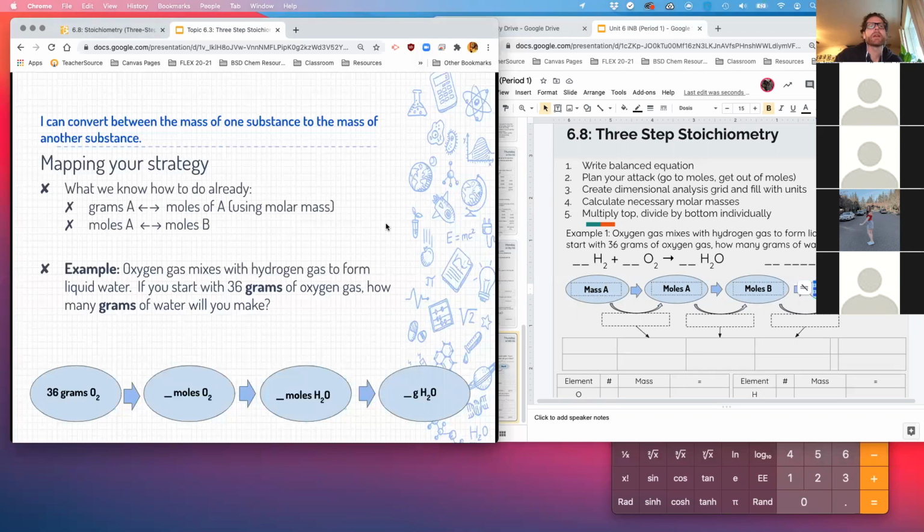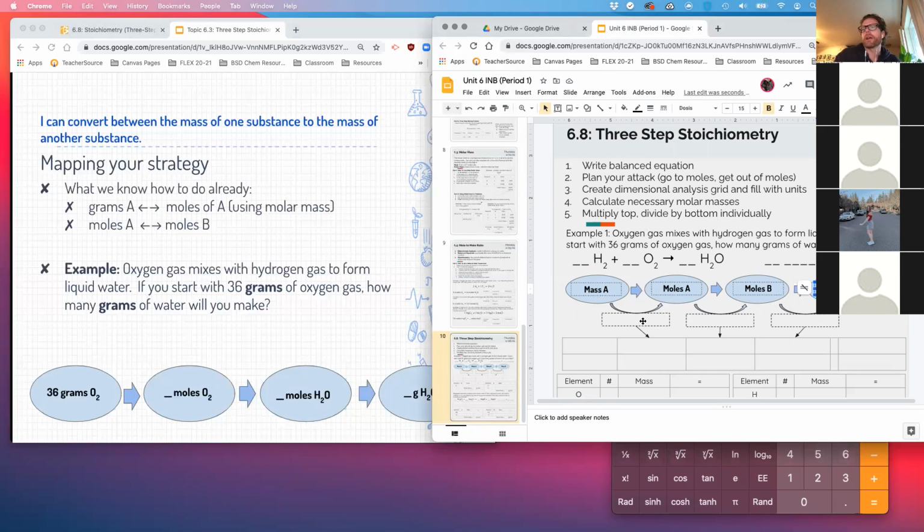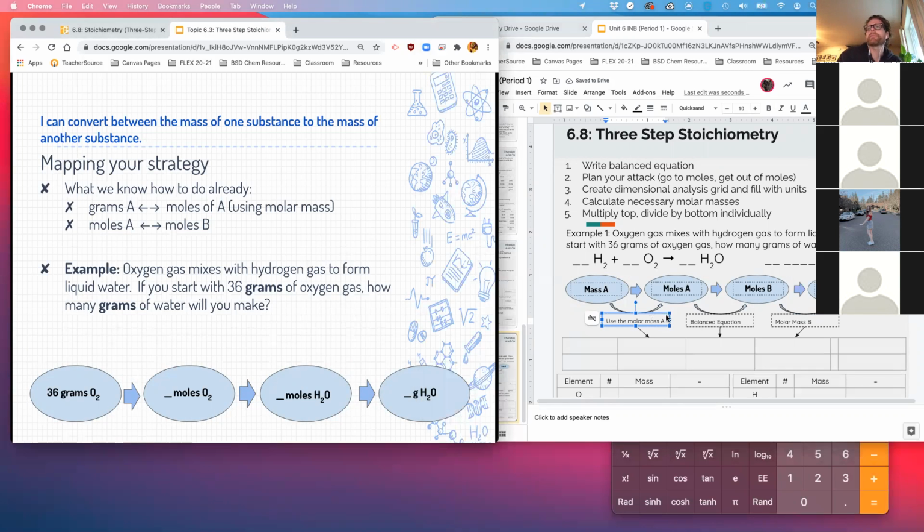All right. And the thing is, we know how to do that. Right here, we use the molar mass, okay, to go from here to here. On this one right here, it's the balanced equation. And here we use molar mass. This one is molar mass of B. This is molar mass of A. Okay, cool.